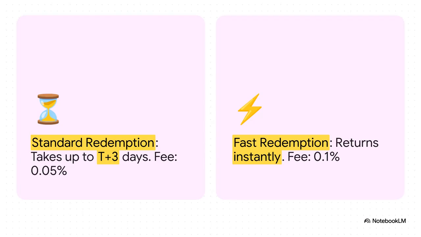You've basically got 2 choices here, and it's that classic trade-off, speed versus cost. Think of it like buying a train ticket. You've got the standard redemption, which is the cheaper local train. It has a super small fee, just 0.05%, but it can take up to 3 business days to arrive. Then you have the fast redemption. That's your express train. It gets you there instantly, but it costs a bit more, double the fee at 0.1%.